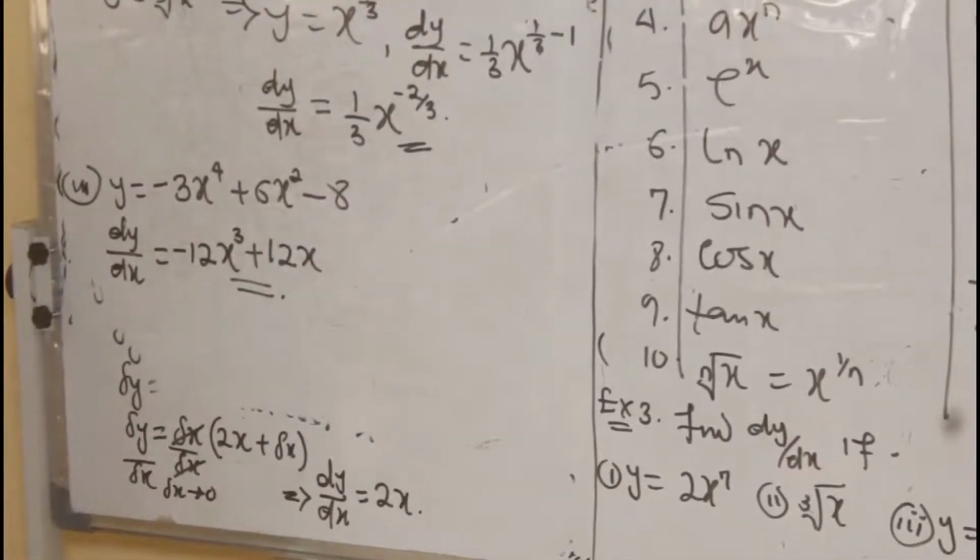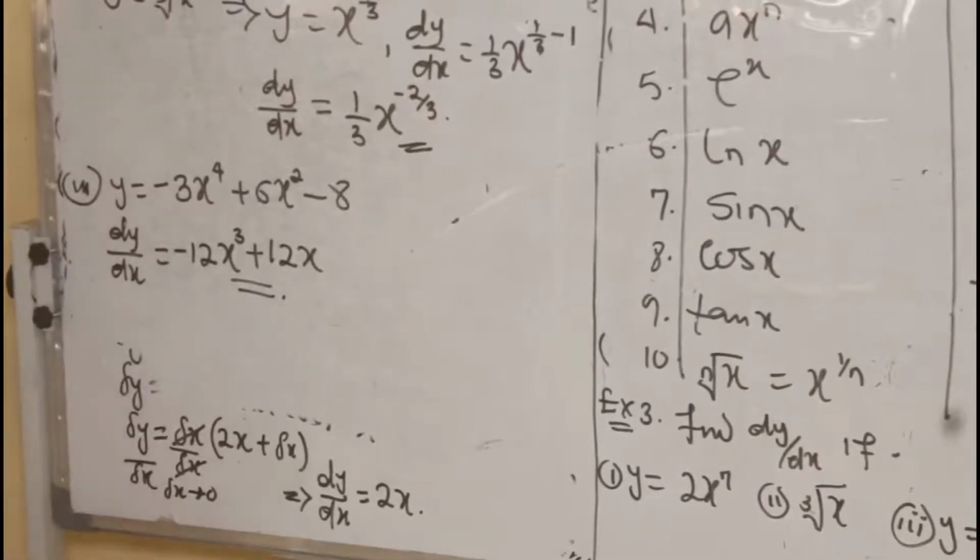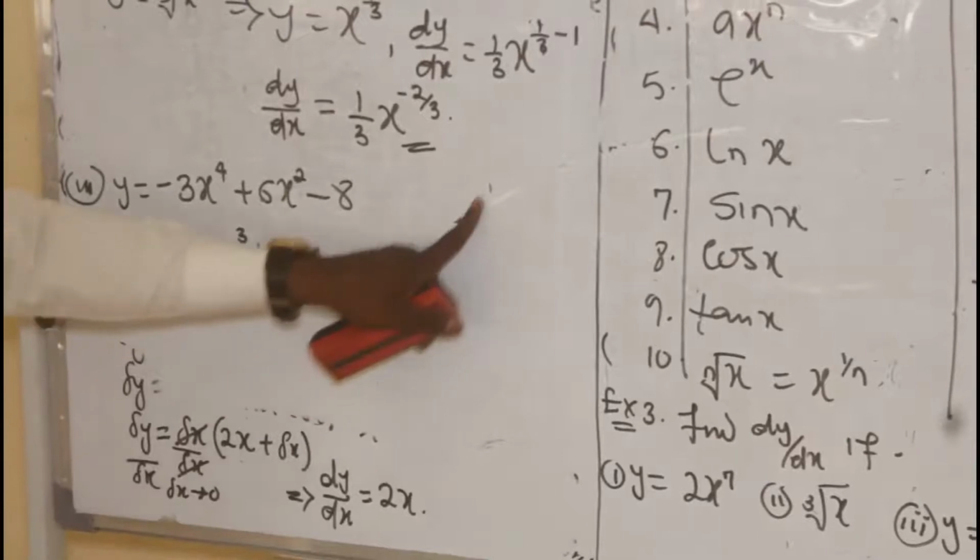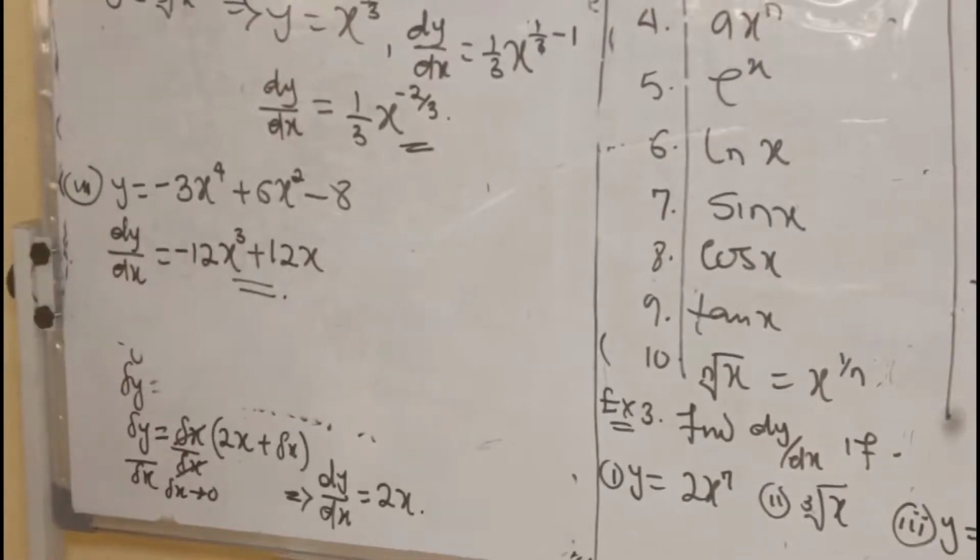Any problem? Do you get it? Good. So now that is how we find the differentiation directly. Someone can now go and test. Why is that question we solve using first principle?